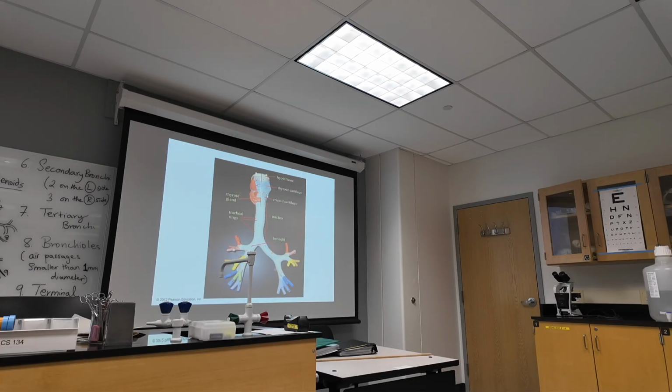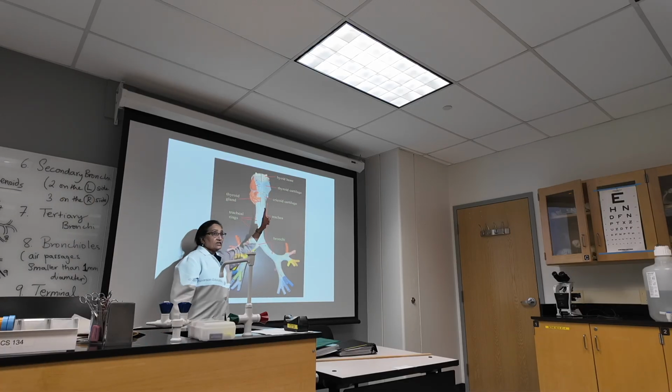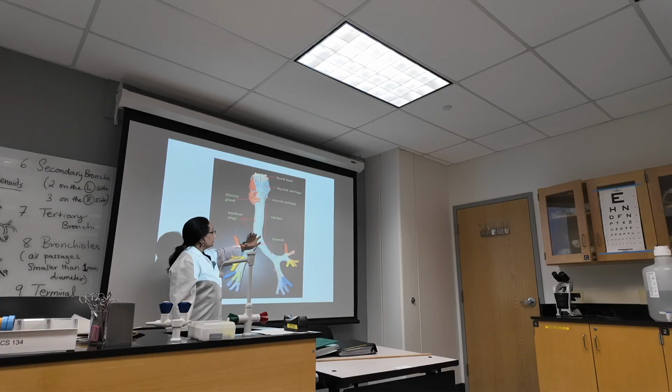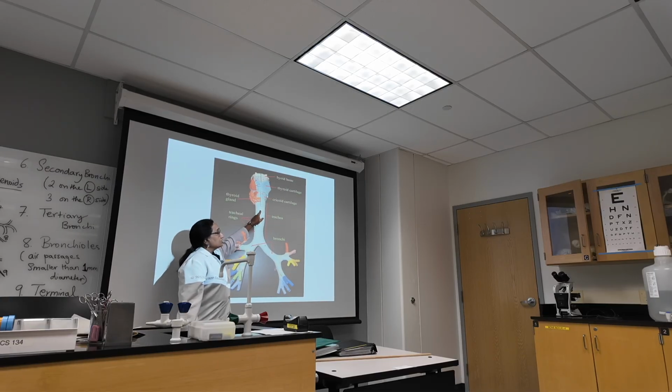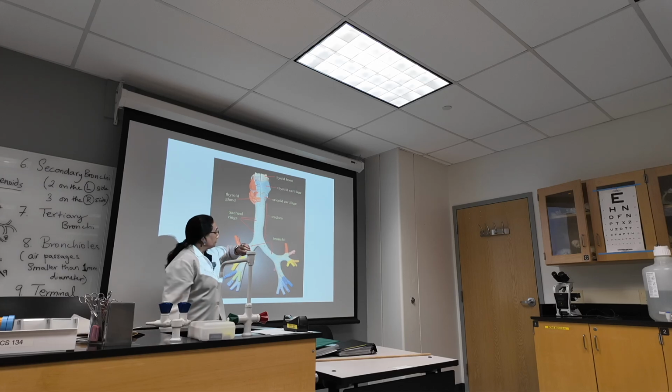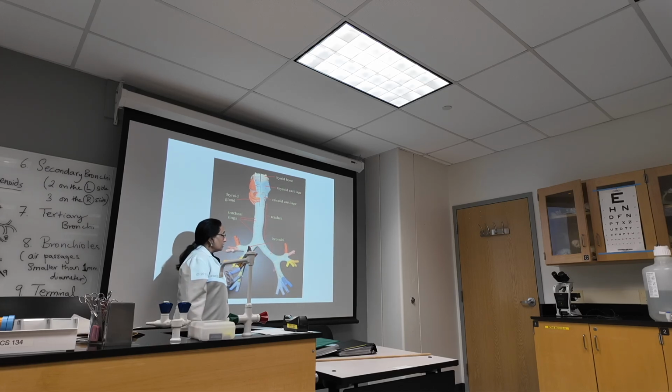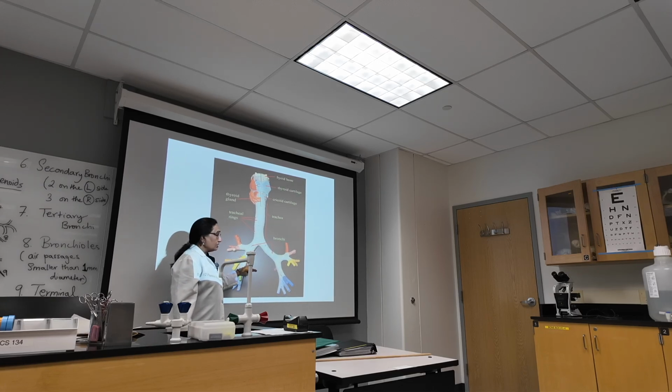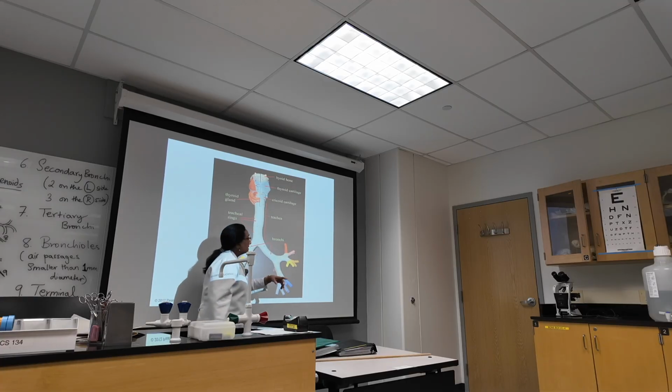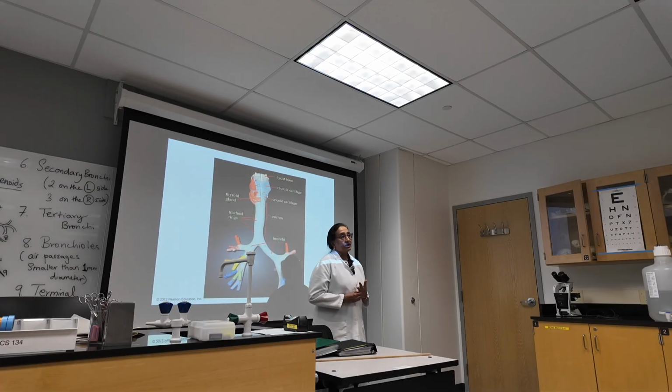This is an easy one. So you can actually identify everything. This is the trachea, okay, the tracheal cartilages, which are also hyaline, and then the primary bronchi, secondary bronchi, and then the colored ones are the tertiary bronchi.